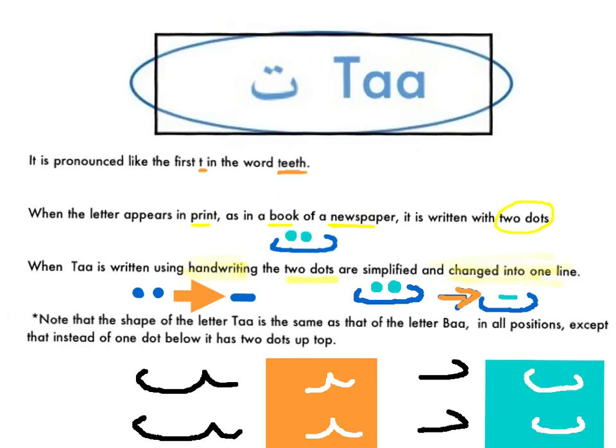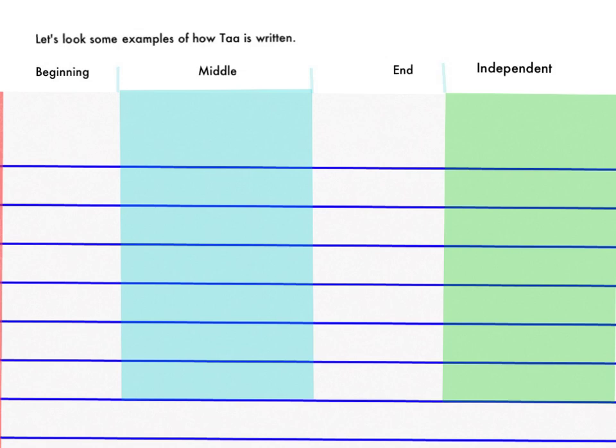Note that the shape of the letter Ta is the same as that of the letter Ba in all positions, except that instead of 1 dot below, it has 2 dots up top. When we write Ta independently, we write it like this. A good example of when Ta is written independently is the word toot, which means strawberry.